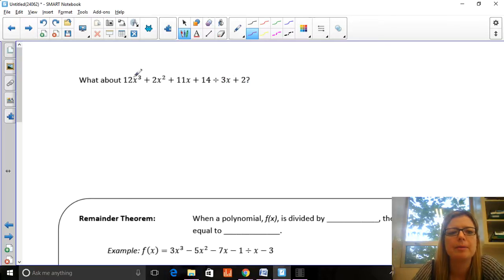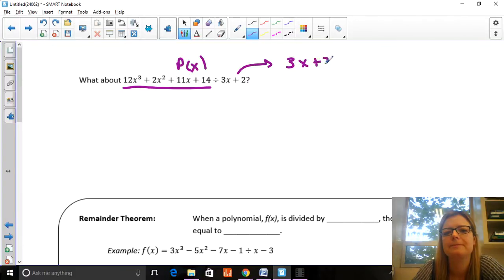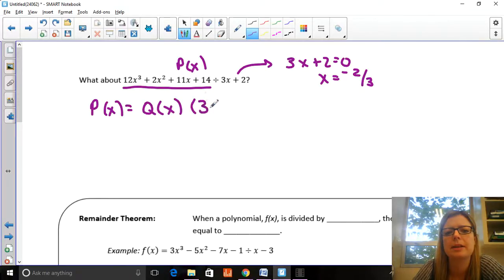So now my p at x is this long thing. Okay, that's my p at x. And then I also think about what would make this equal to 0. So I'm going to put minus 2/3 into the function. So recall that p at x equals my quotient times 3x plus 2, since that's what I'm dividing by, plus whatever the remainder is. So when I put in minus 2/3, I'm going to get q at minus 2/3.